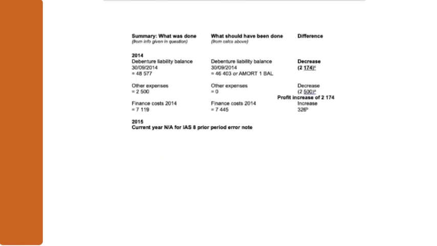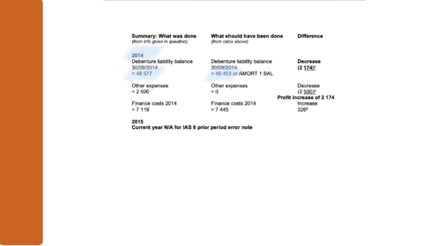If we then compare what was done, that was given to us in the question, to what should have been done, that we have just looked at in our calculations, we can see that at the end of 2014, what was done would have given us a debenture liability balance of 48,577. How do we get that? We just look at all the journal entries that were done that affect the liability, take them all into account, and look at the new balance at the end of 2014. What should have been done would have actually given you a balance of 46,403. How do we calculate that?